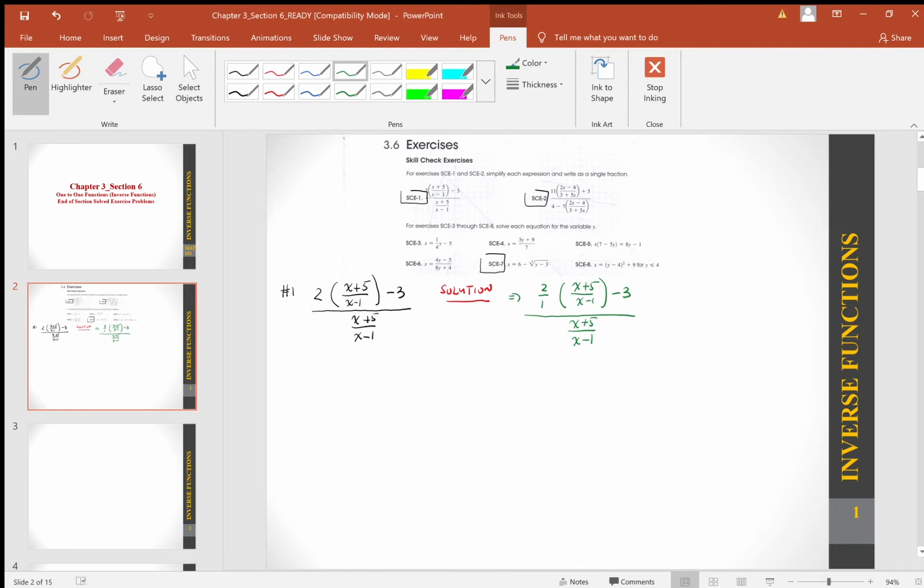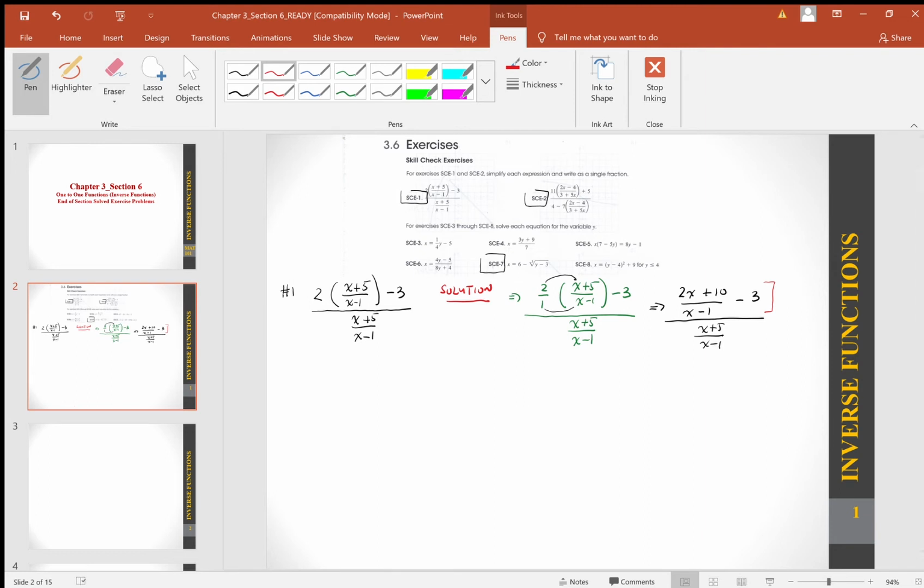When I do that, my next step is I want to be able to expand. It's going to look like this: 2x, so multiply this with this, plus 10, divided by 1 times x, which is x minus 1. And then this is my minus 3, all divided by x plus 5 over x minus 1. Now I'm just going to take the numerator and solve that portion of the fraction.